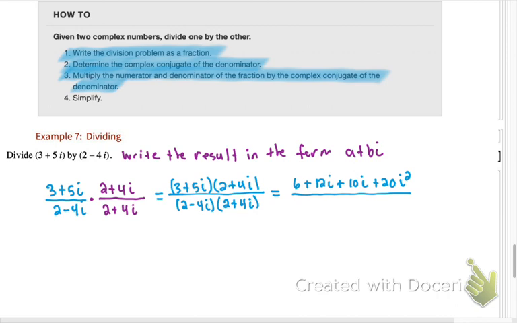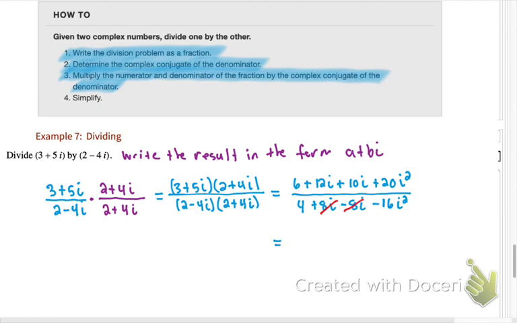In the denominator, 2 times 2 is 4. 2 times 4i is 8i. And then negative 4i times 2 is a minus 8i. And negative 4i times positive 4i would be a minus 16i squared. Now, in the denominator, what you're going to notice is that 8i and minus 8i are going to cancel.